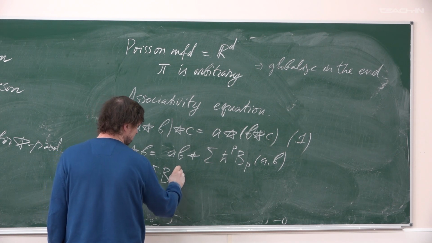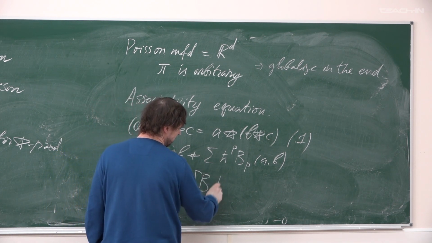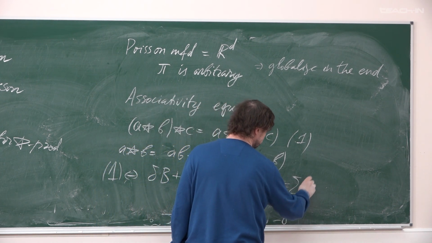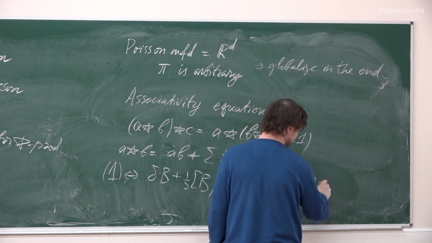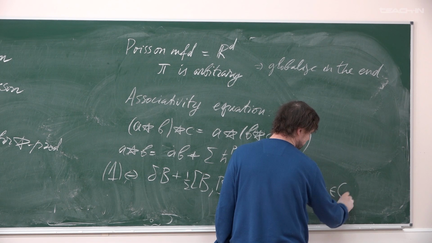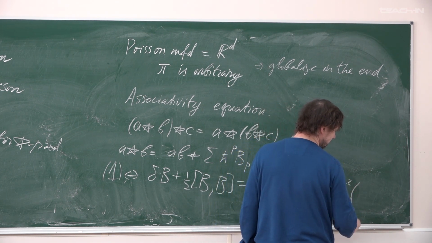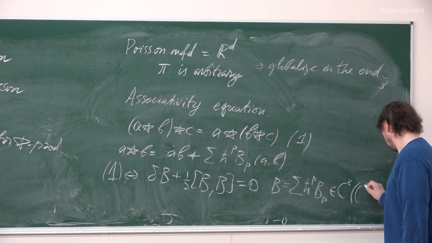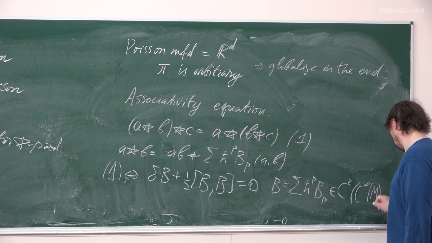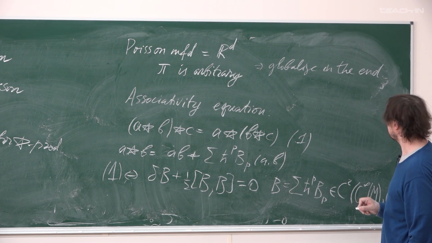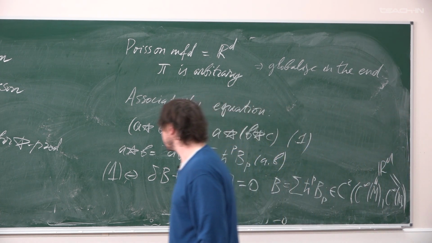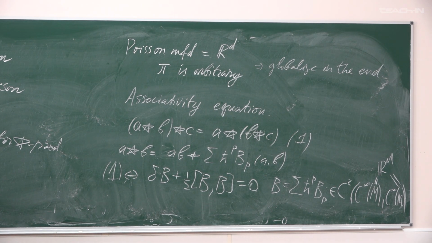Delta B plus 1/2 of [B, B] is equal to 0, where B is the formal power series of bidifferential operators considered as an element in a space of two-dimensional cochains on the algebra of smooth functions. So that is RD for us. It's almost evident that we have this equation.